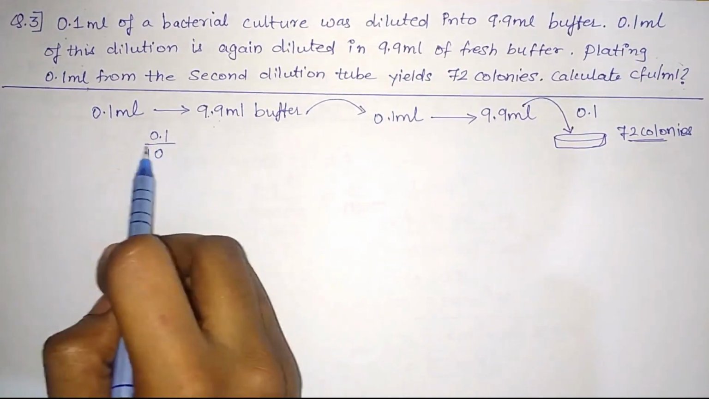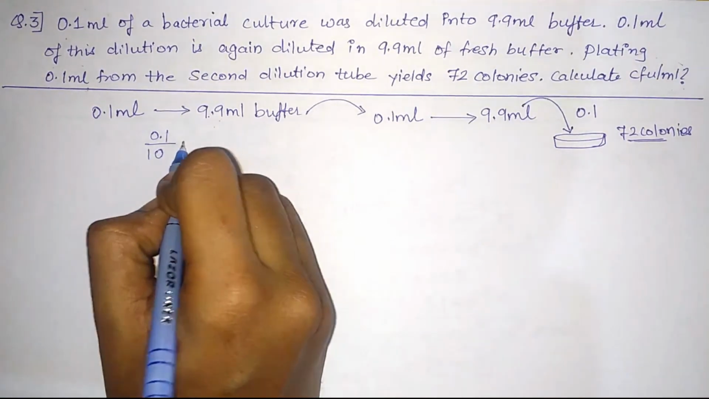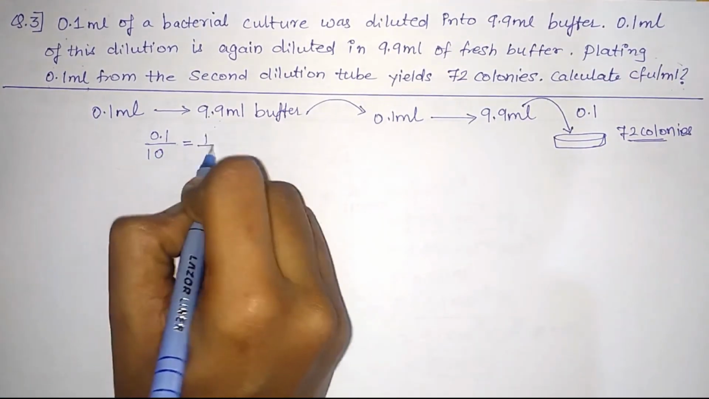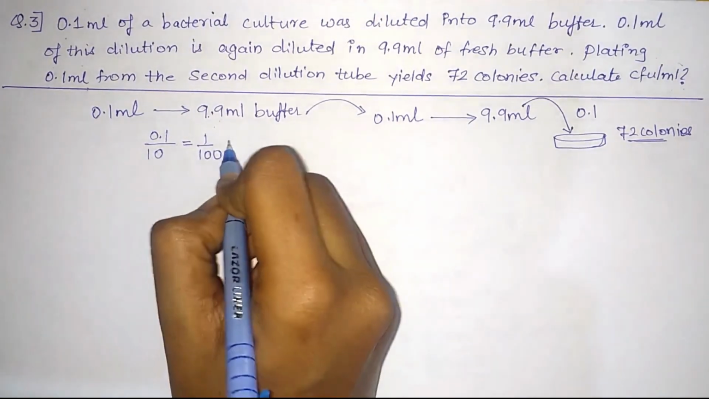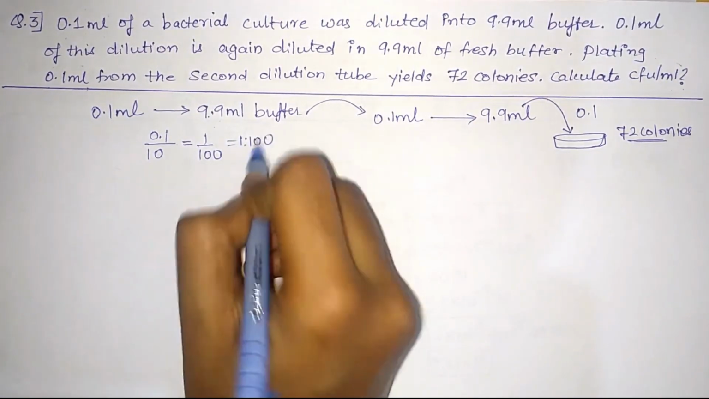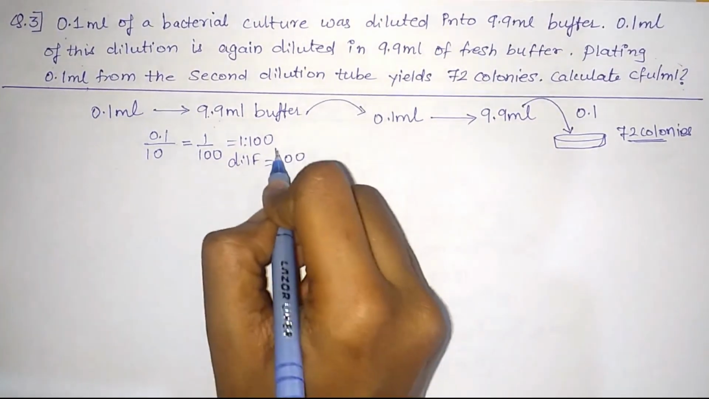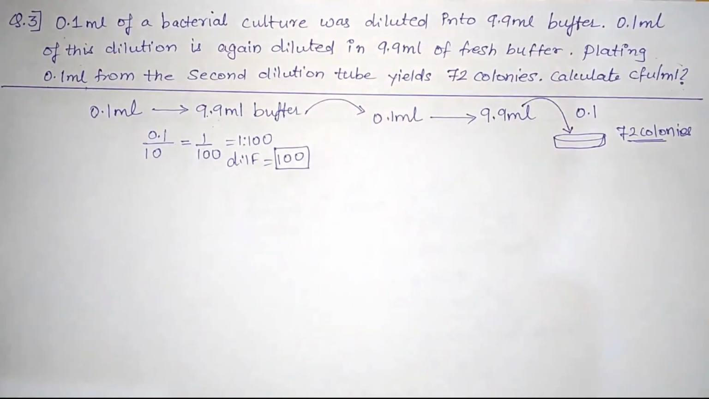So 0.1 divided by 10, and what we get is, we just put this point to the denominator, so we will get 1 upon 100. So here the dilution is 1:100, so the dilution factor over here is 100. Okay, so we got here the dilution factor as 100.